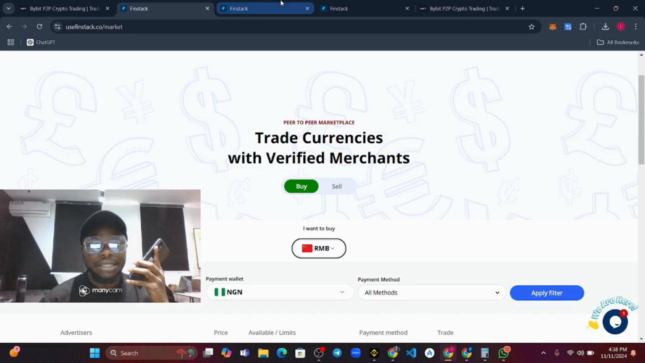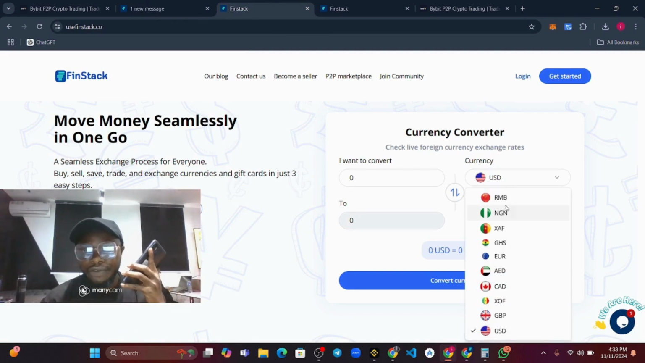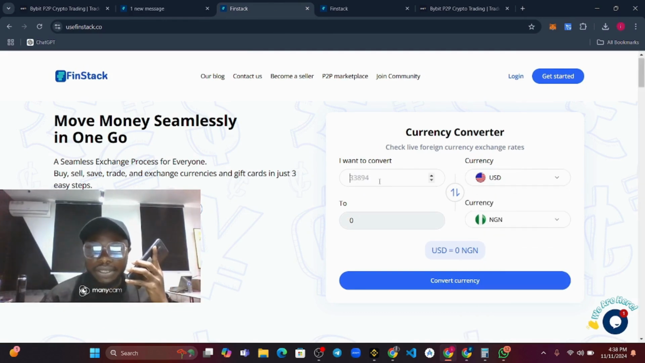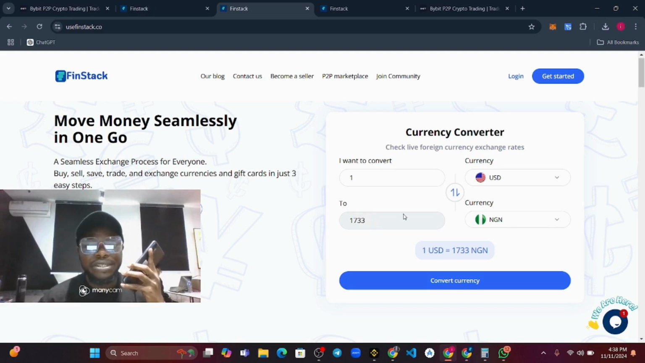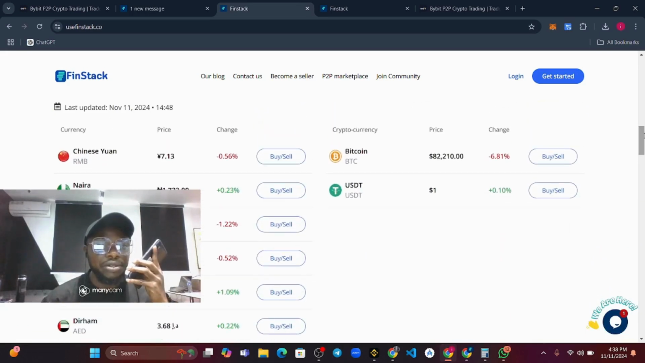So looking at the rate now on Bybit, let's say you're converting, I don't know if I have USD. Okay, let me use USD. Let's say you're converting 1 USD to NGN. That should be 1,733. So like 1,733 is the average rate in the market. So if you're selling it, maybe 1,725. If you're buying it, maybe 1,735. So a difference of like 5 to 10 naira, depending on what action you're doing. So you can as well check the current rate on a daily basis.